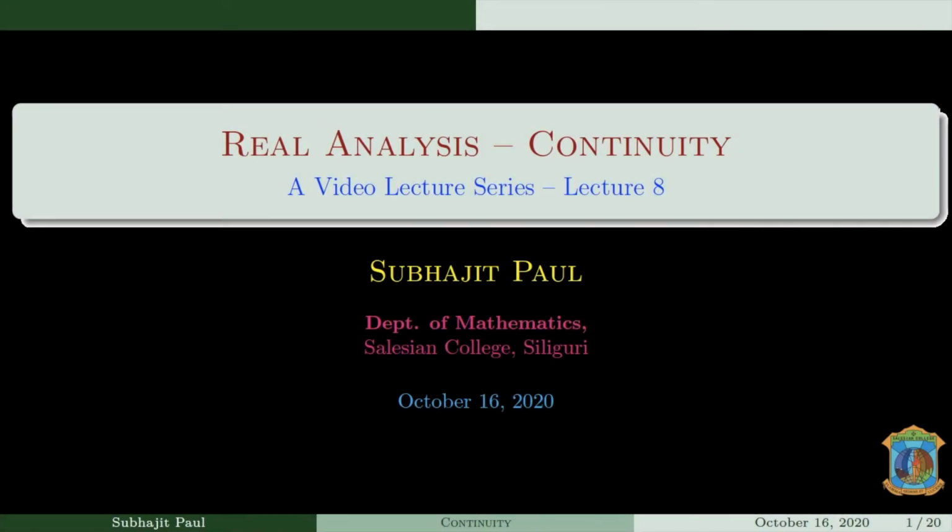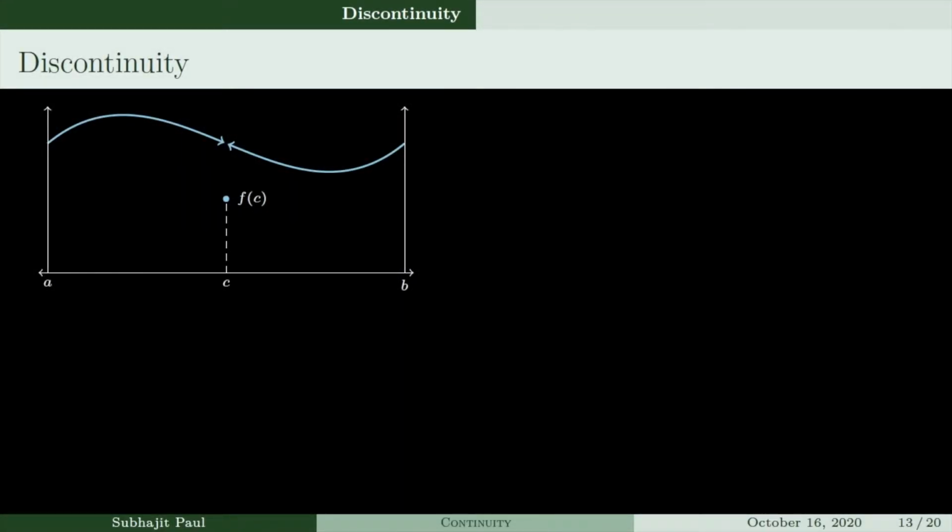So this is the 8th lecture on continuity. Today we will start with discontinuities. Discontinuities of a function. Now discontinuity can happen many ways. Like these two functions are coming at the same height, but the functional value at that point is defined to be something else. So this is one kind of discontinuity.